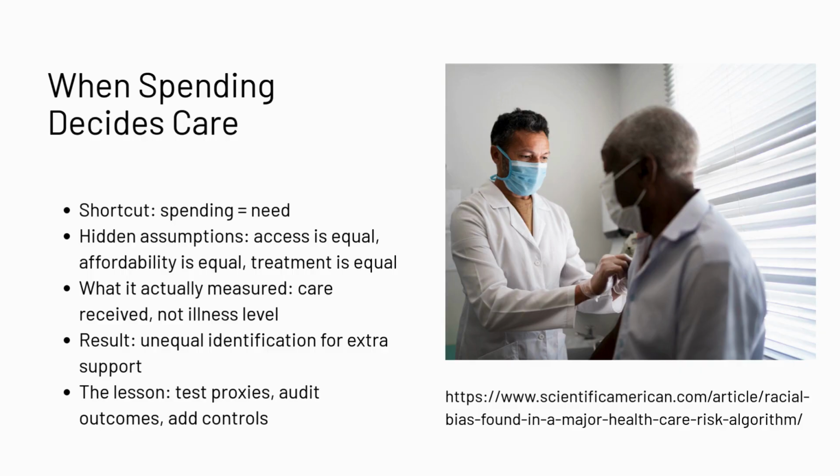An article in Scientific American describes how a healthcare risk algorithm used spending as the proxy for need. Because Black patients are more likely to face barriers to care, they often had lower healthcare spending than equally sick white patients. When spending was treated as need, Black patients were less likely to be flagged for high-risk care management support.